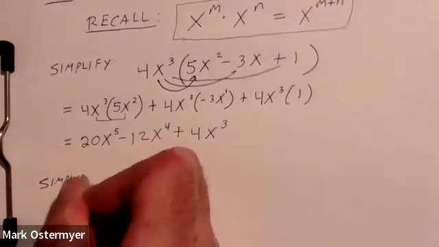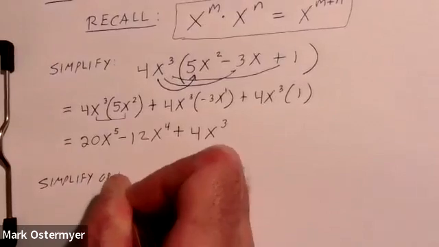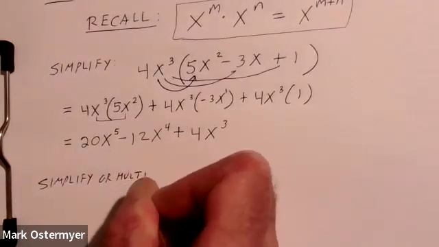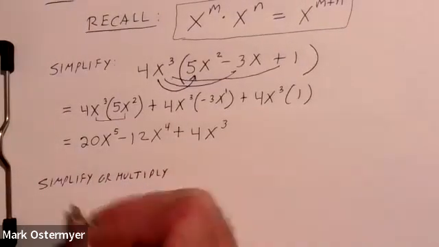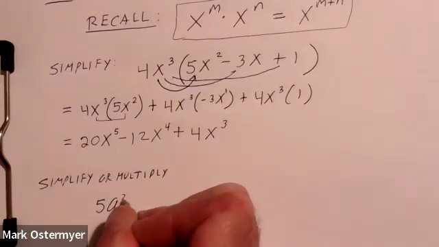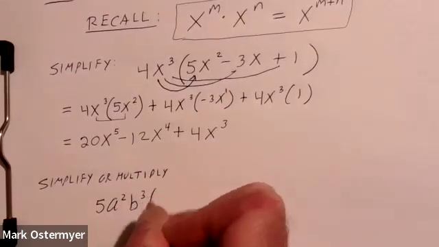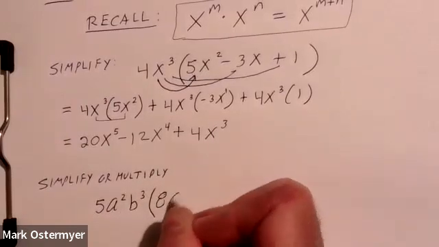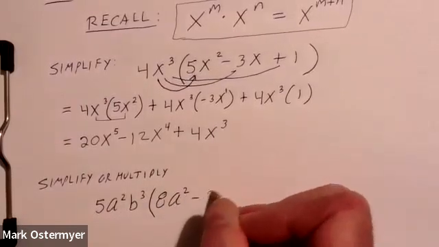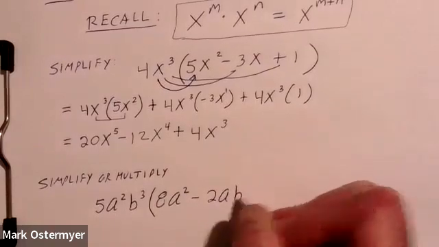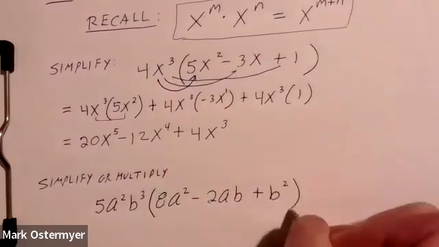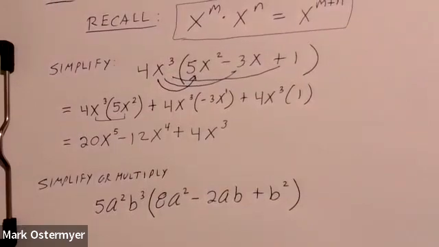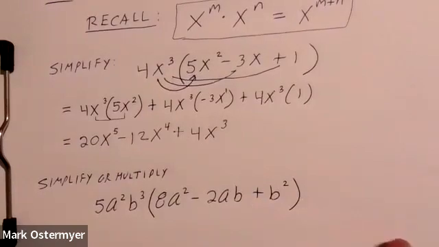Now the instructions here will say simplify, or the instructions could say multiply. I'm going to try to take 5a squared b cubed, and I'm going to multiply it by this trinomial, 8a squared minus 2ab plus b squared. To do this, we're going to utilize the same technique that we did on the previous problem. We're going to have to use our distributive property here.